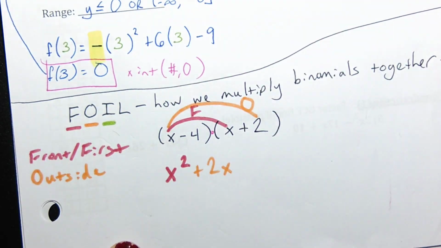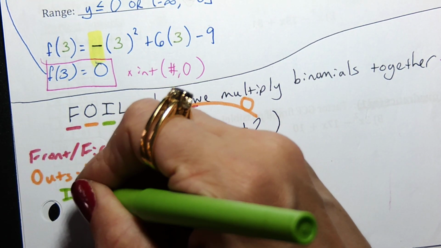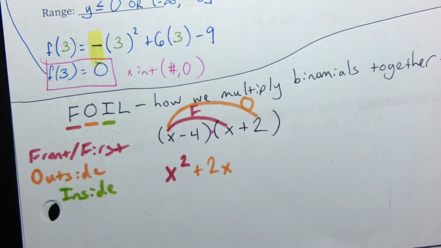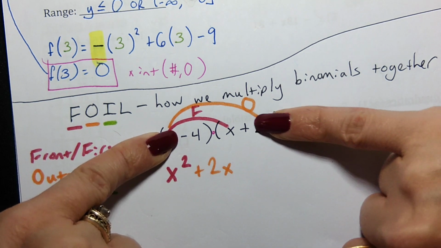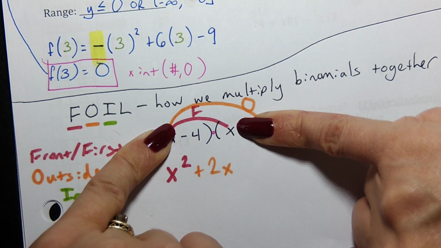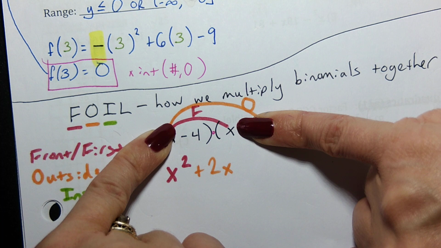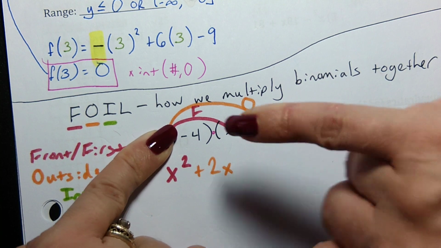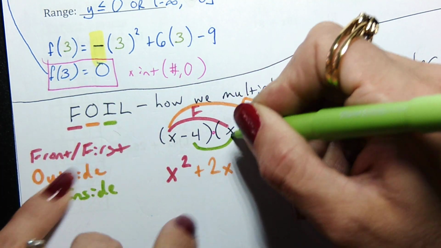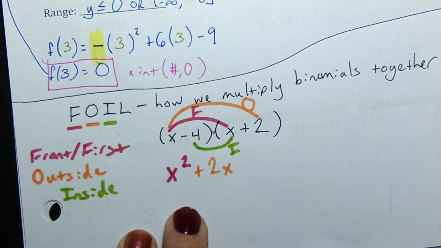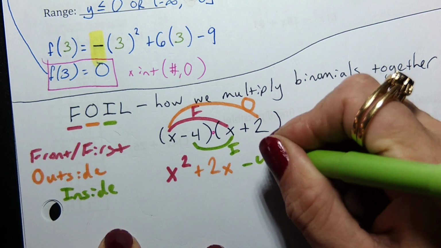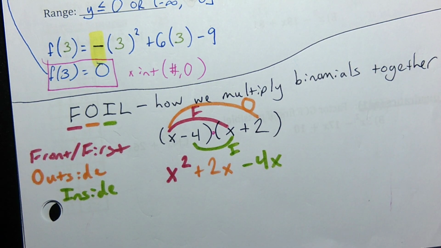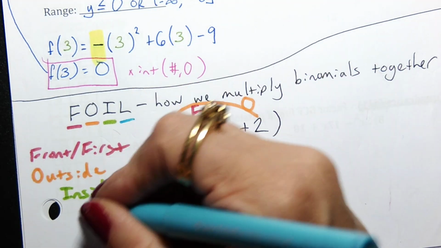The I part of foiling means inside. So the inside terms is kind of the opposite of the outside. So if x and 2 are my outside terms, what are my inside terms? Negative 4 times x. Watch your signs. We got to take that negative with the 4 when we multiply. So negative 4x.